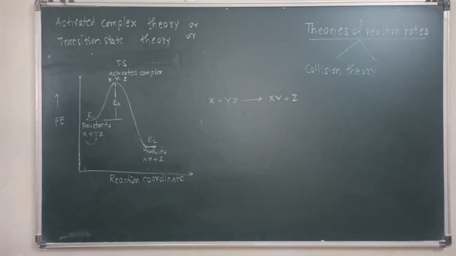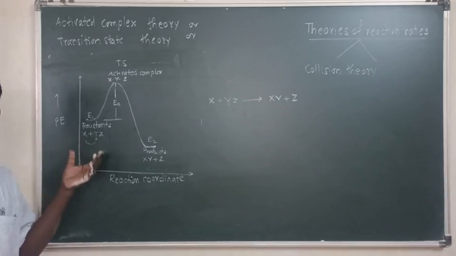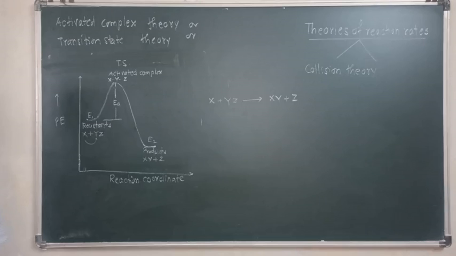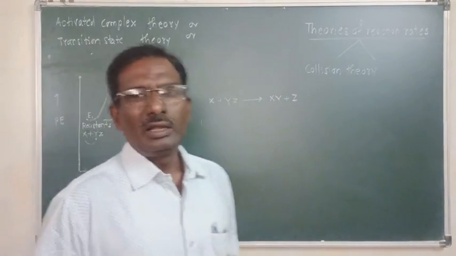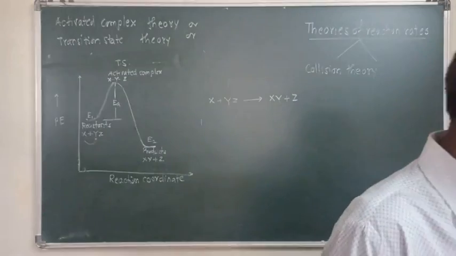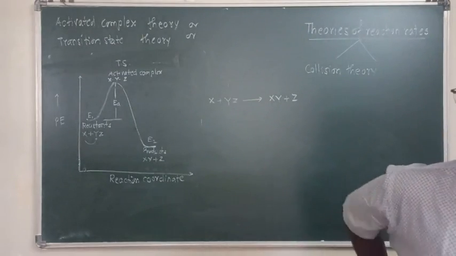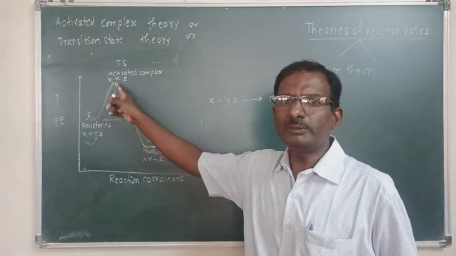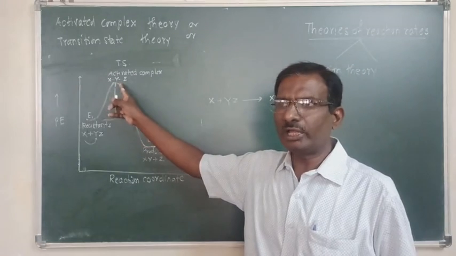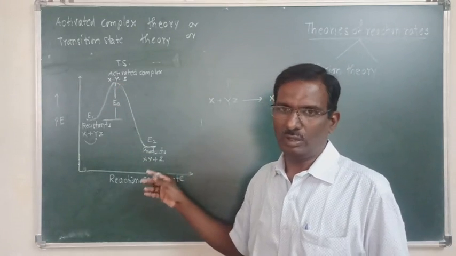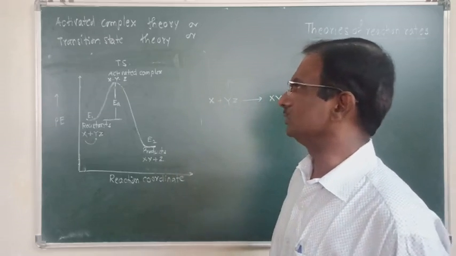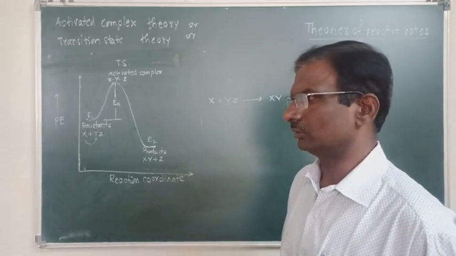This energy is supplied by conversion of some of the kinetic energy of the molecules into potential energy. At higher temperature, more molecules get over this potential energy barrier in unit time and the reaction can occur. So in this way we can explain the transition state theory or activated complex theory.